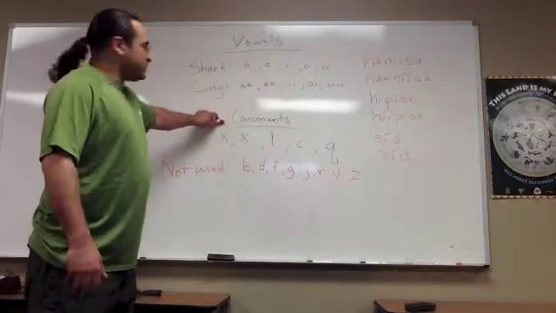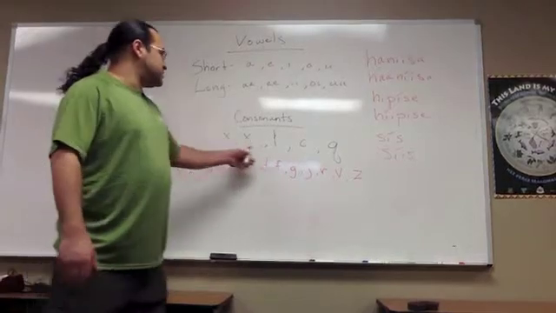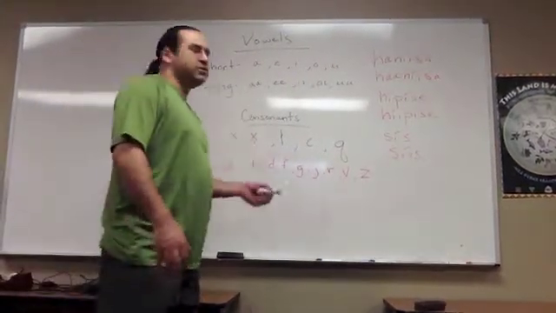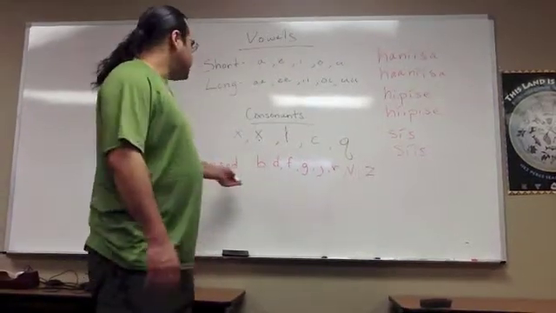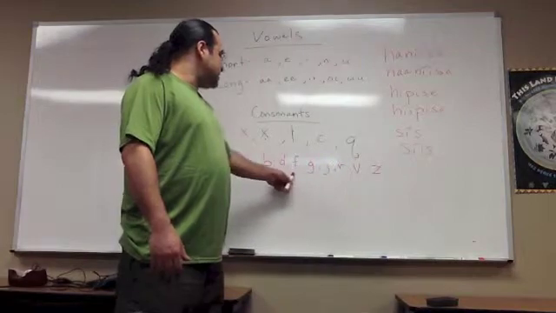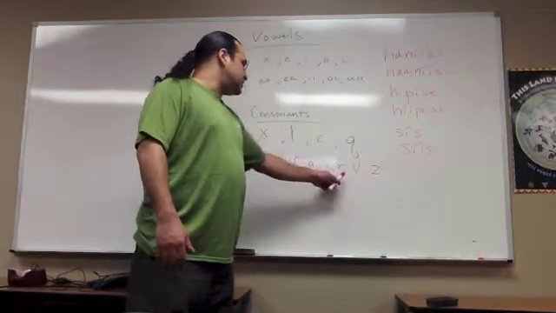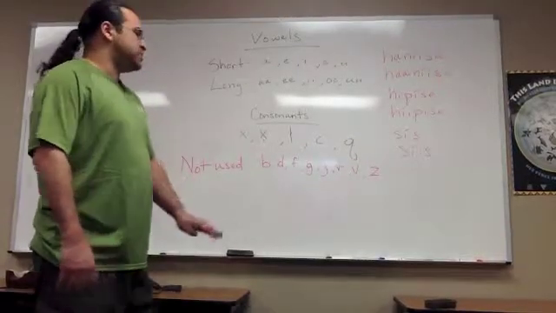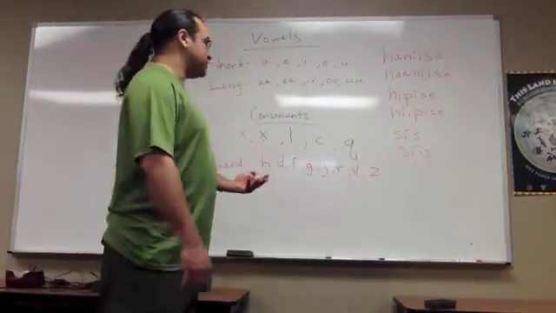Consonants. Now, we have some consonants. We have about 5 consonants in the Nez Perce language that aren't used in English. And the English language or alphabet has the B, the D, the F, G, the J, the R, the V, and the Z. We do not use those consonants in Nez Perce. Our palate did not make those sounds.